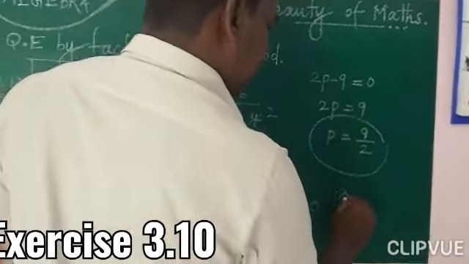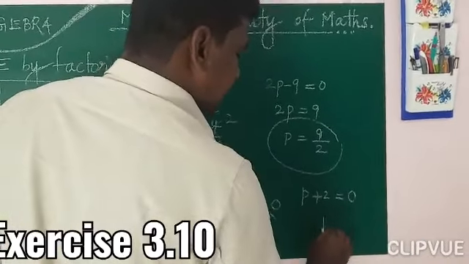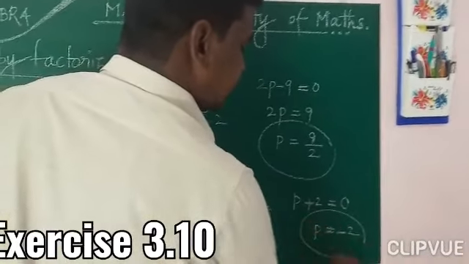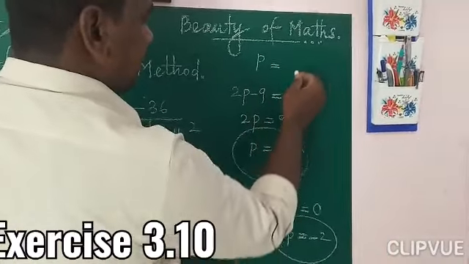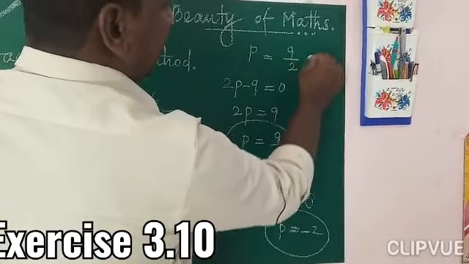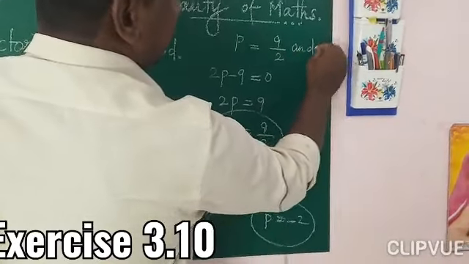And next one, p plus 2 is equal to 0. p is equal to minus 2. This is the second root. So p values are 9 by 2 and minus 2.